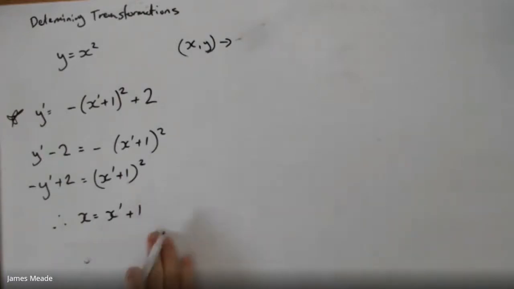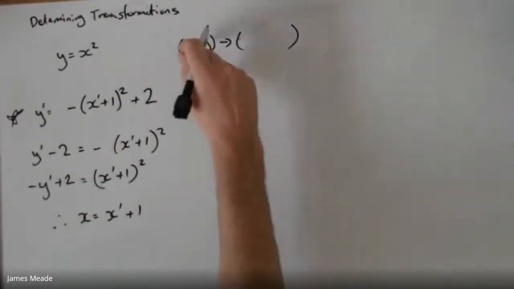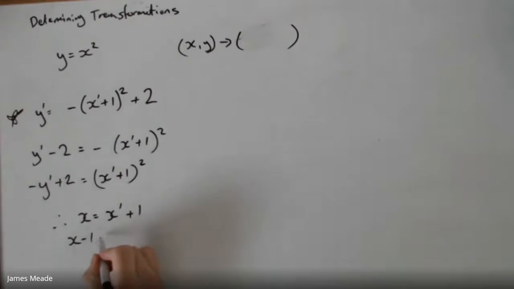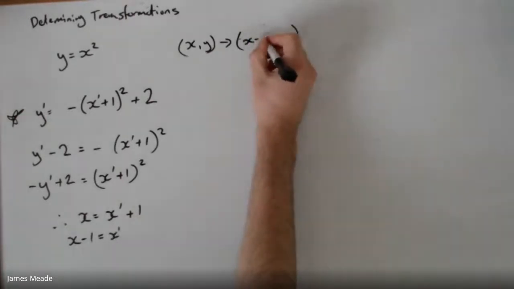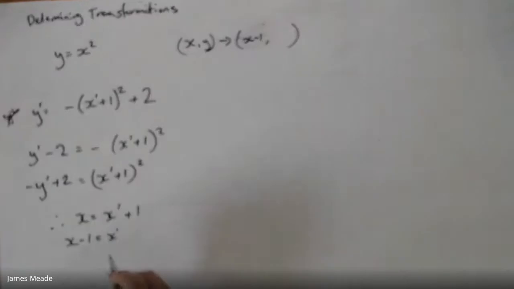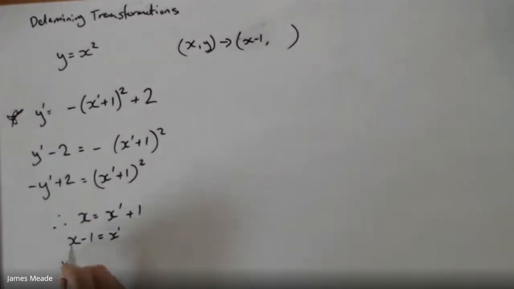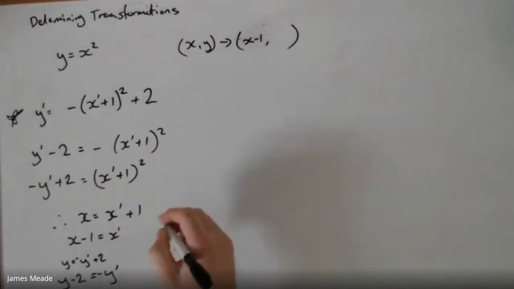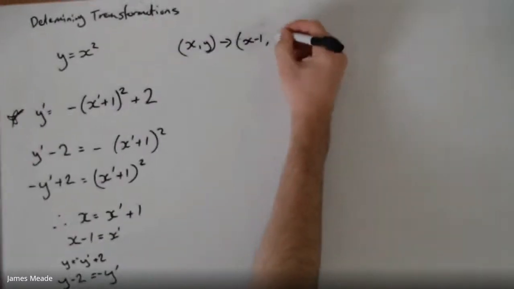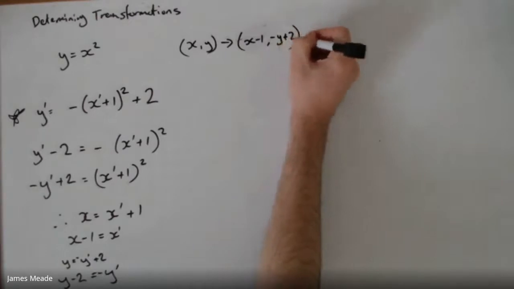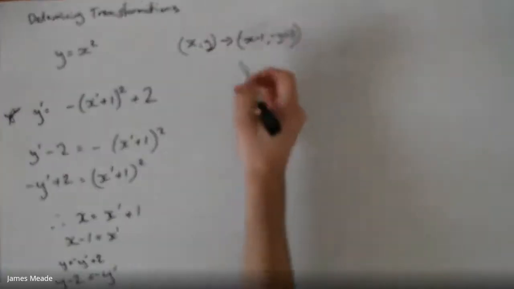So if x equals x dash plus 1, I want this image up here to be what happens to the x. So that becomes x minus 1 equals the image. So x minus 1. And then my y, which was y equals y dash plus 2. There was a minus there, wasn't it? Sorry. So that becomes y minus 2 equals negative y dash. So therefore, out the top here, I would have negative y plus 2. Then we just have to list the transformations that happen.